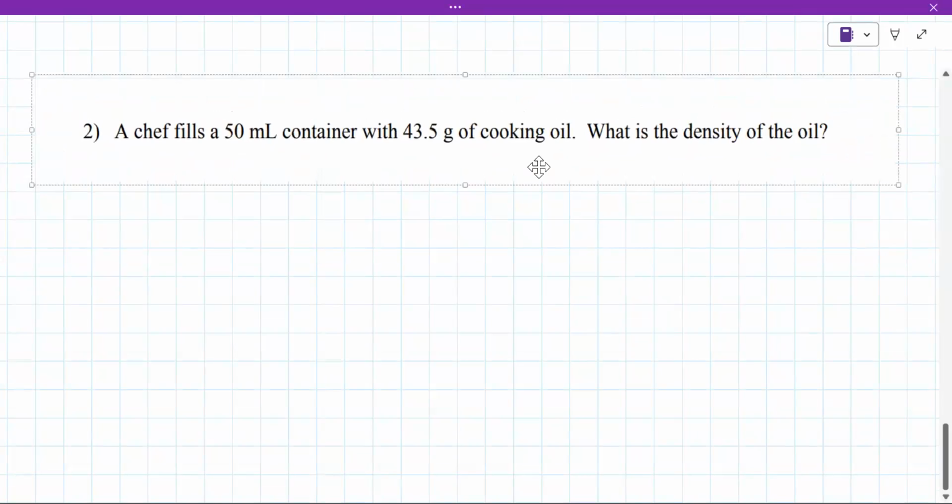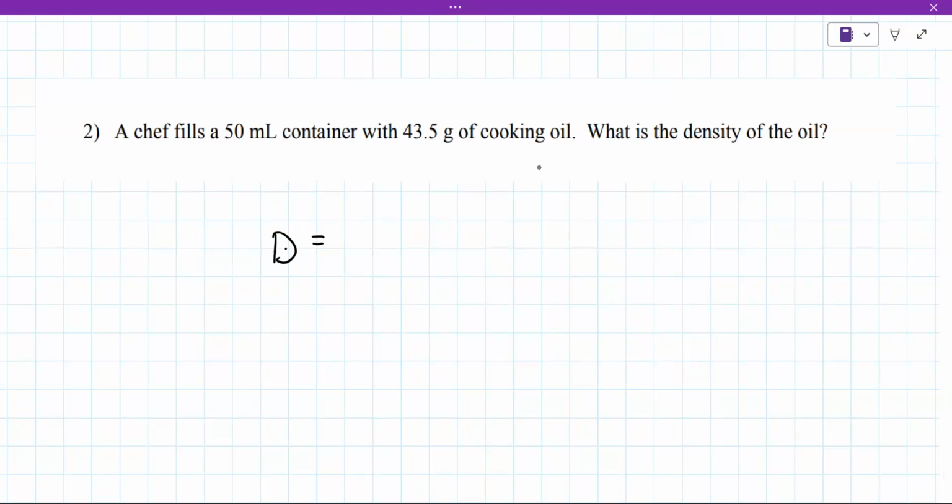All right, so here is a density problem. What is the formula for density, Sourish? And then we'll read this. D equals M divided by V. All right, so as we read this, you're looking for D, M, or V. A chef fills a 50 milliliter container with 43.5 grams of cooking oil. So the mass is generally in grams. The volume is in milliliters.